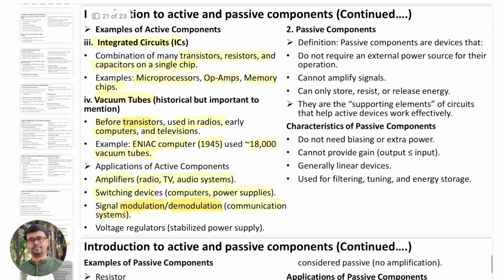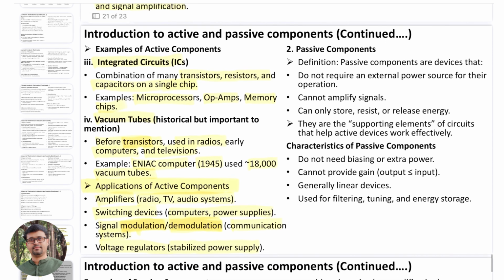Then in voltage regulators and stabilized power supply, it is being used. So these are the applications of the active components. Okay. So now we'll move towards the passive components.